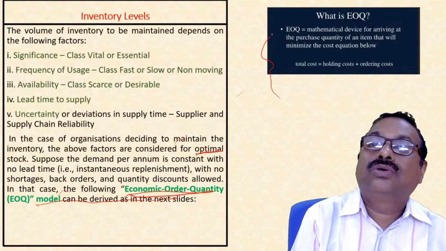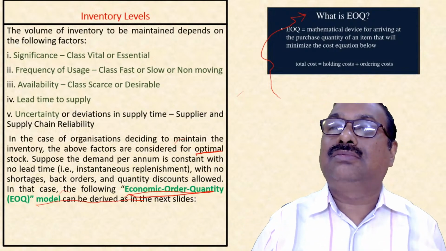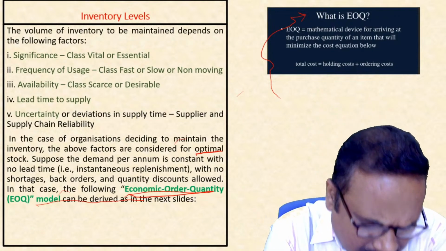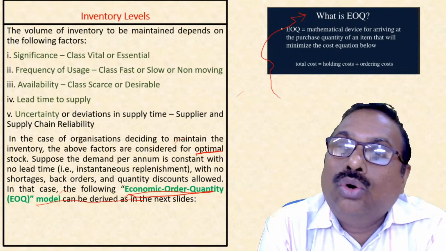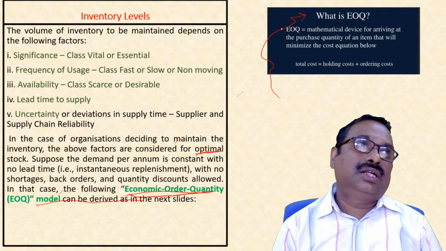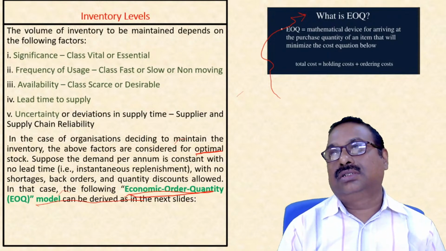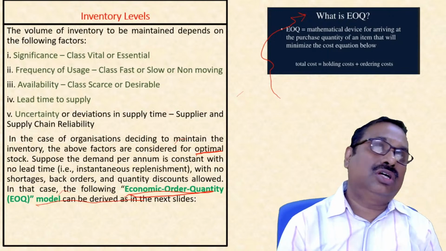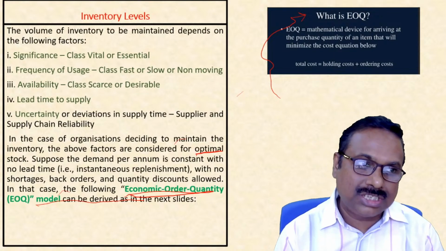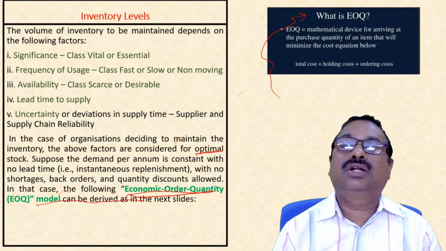What is this EOQ? EOQ is mathematically devised for arriving at the purchase quantity of an item that will minimize the cost equation. Here we consider mainly two costs: one is holding cost, another is ordering cost. What is ordering cost? Suppose you are ordering an item. It is the cost associated with ordering a product. Suppose some people are involved in making an order, then you give that order to a courier, then they supply the material. You have to pay the transportation cost and you inspect the materials and so on. So it constitutes the total ordering cost, that means cost per order.